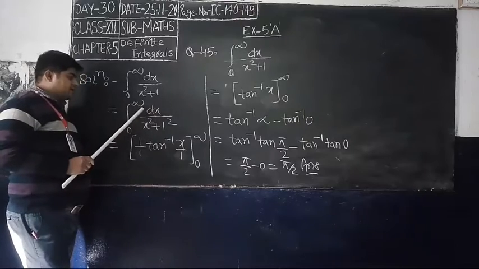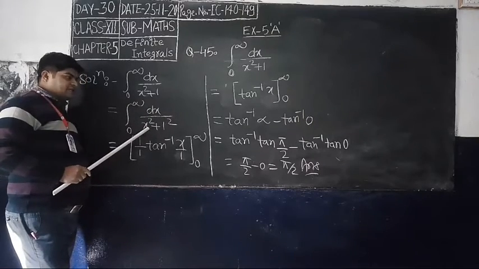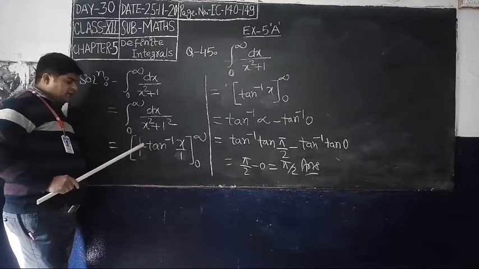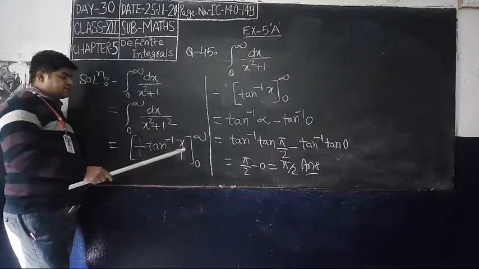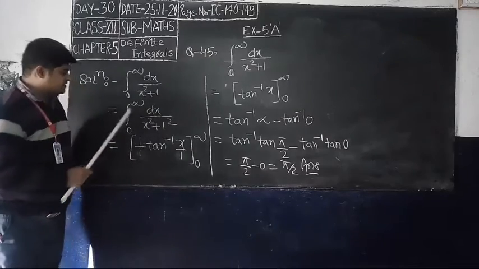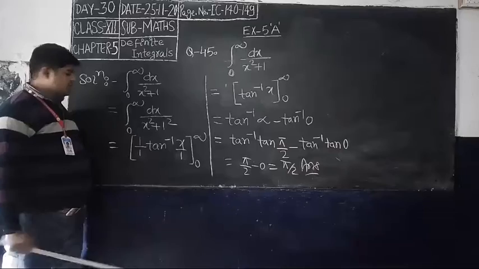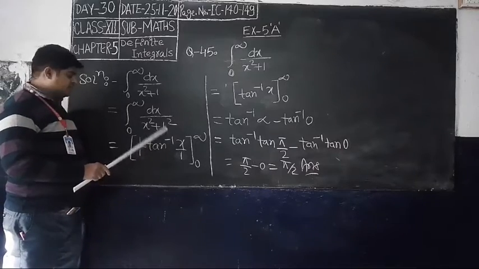You have the integration of 1 by x square plus a square is equal to 1 by a into tan inverse x by a. Okay. This is the differentiation of the function 1 by x square plus a square. Okay. So a is here 1.